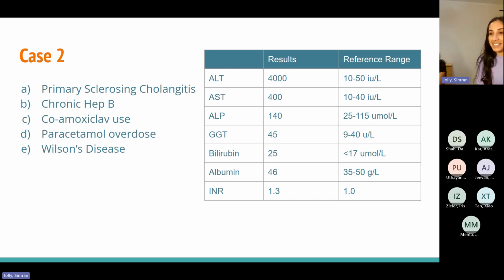A couple more cases. You can message in the chat as well if you can't unmute at the moment.